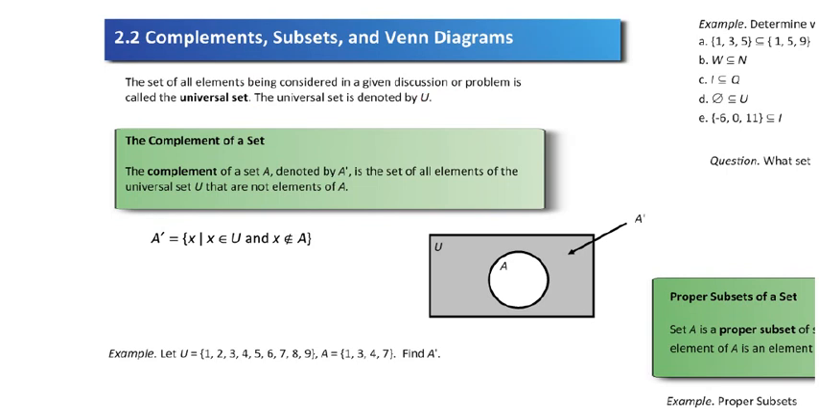So the complement of a set, here set A, is denoted by A prime, with the little tick mark. It's the set of all elements in the universe that are not in A. So if I'm looking at this picture here, here's my universe, here's A. So A prime, or the complement of A, is everything else on the outside of A. Here it's just denoted using set builder notation. So it's x such that x is in the universe and x is not an element of A.